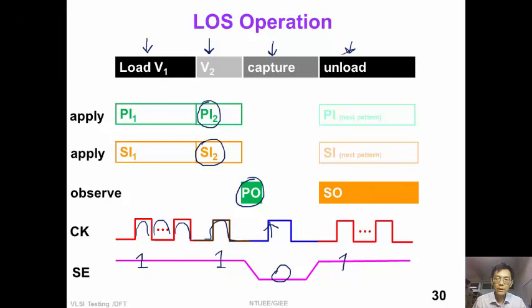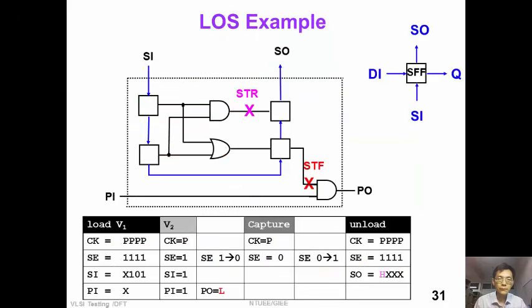At this time, scan enable is held at logic 1, and we pulse several clocks to shift out the contents in the scan chain. And we can observe the scan output for this pattern. Please note that the next pattern can be loaded at the same time. This is an example of LOC operation.